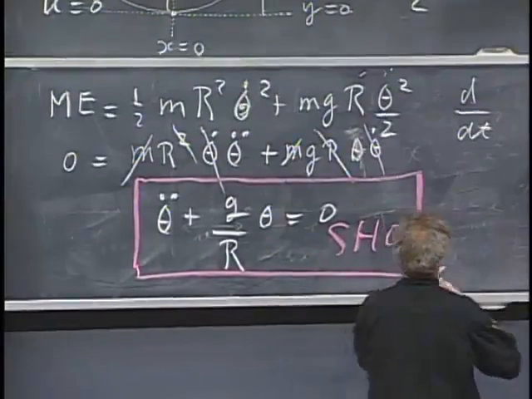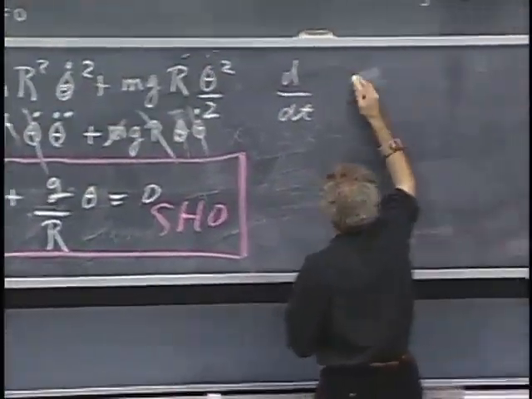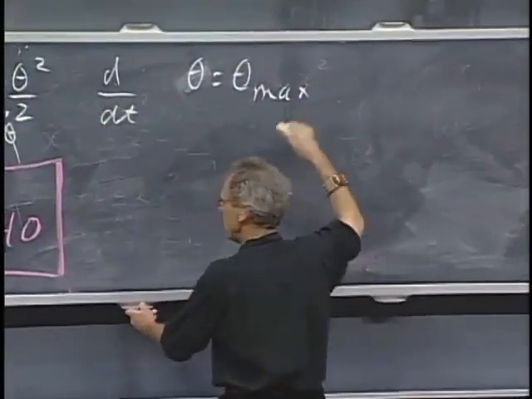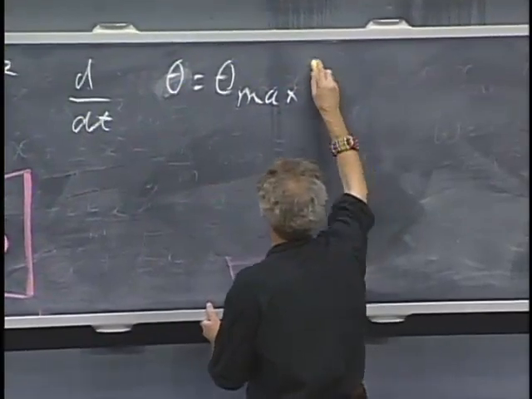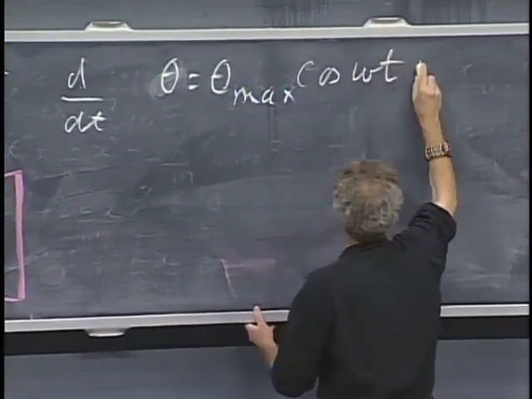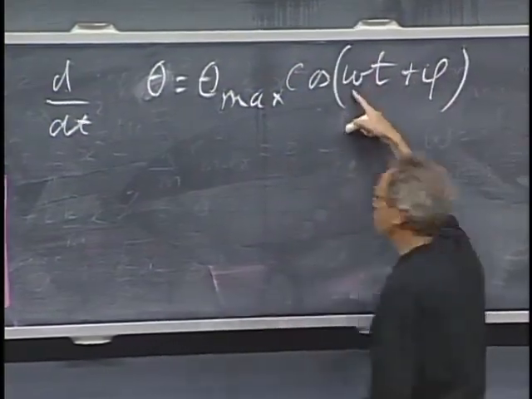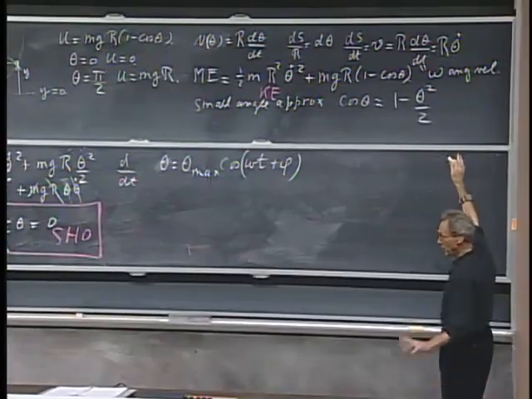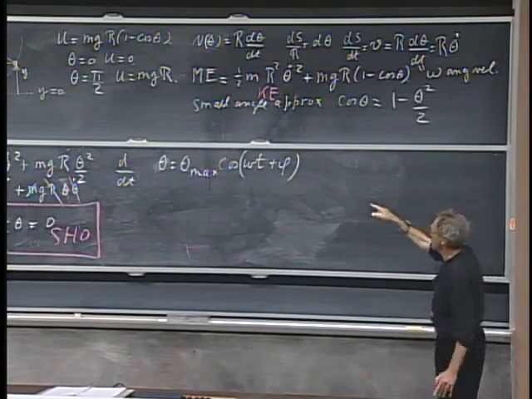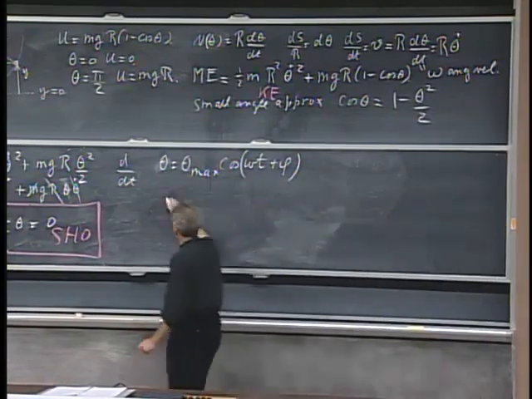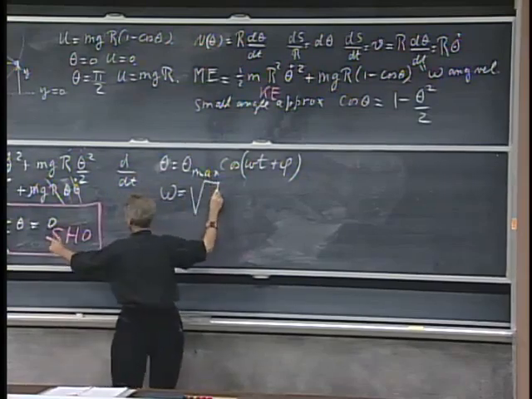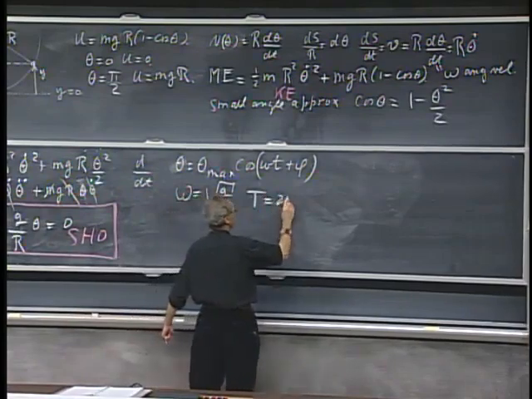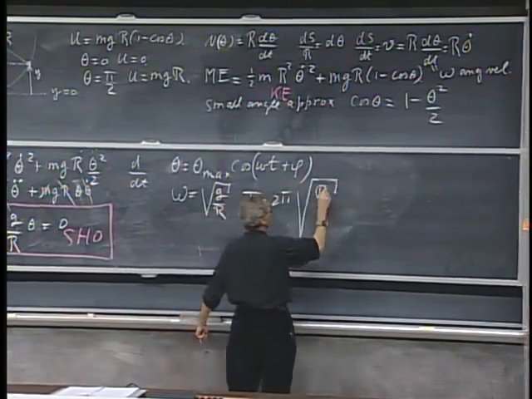And the solution is theta equals some maximum angle for theta, which is the amplitude in angle, times the cosine of omega t plus phi. This is the angular frequency, has nothing to do with that omega there, which is the angular velocity, which is changing in time. This is a constant, this is angular frequency, and this omega equals the square root of g over r. And so the period of the oscillation is 2 pi times the square root of r over g.